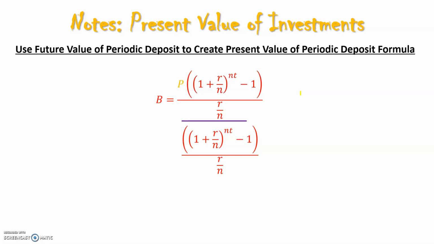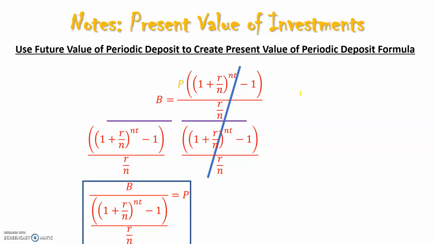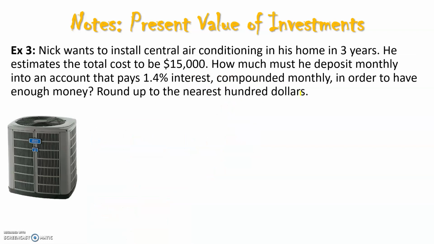But remember, what we do on one side, we must do on the other. On the right-hand side, they cancel. So we're left with P is equal to B over the quantity of 1 plus R over N to the power of N times T minus 1 all over R over N. This will be our present value of the periodic deposit formula. Let's take a look at how it works.